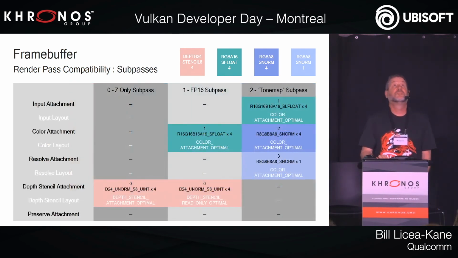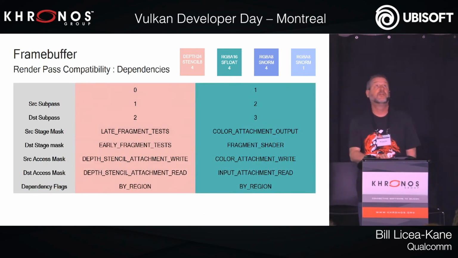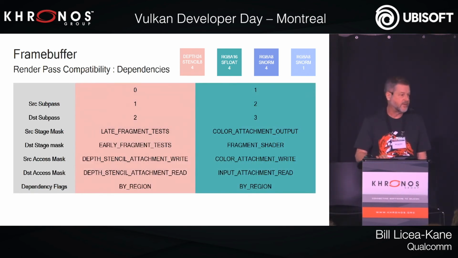And then the subpass is the same sort of thing. I don't actually need to know the layouts, but everything else about it has to be identical to be a compatible render pass. And then the dependencies have to be identical all the way down the line. All right, the frame buffer takes the full set of the render pass dependencies.